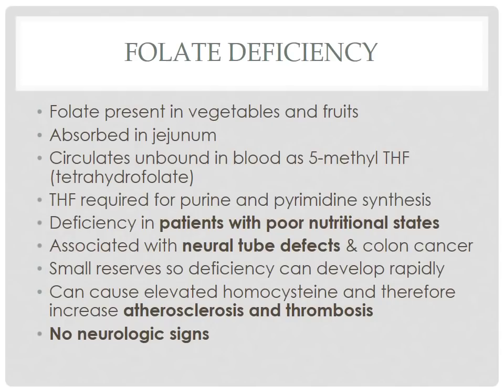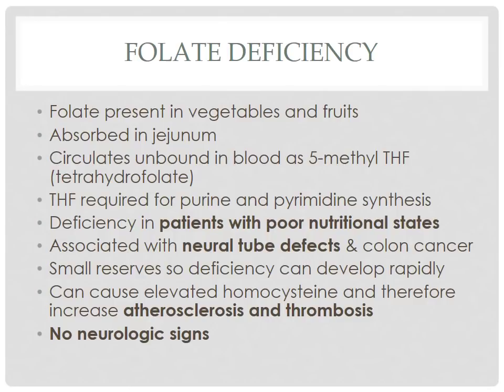Folate is present in vegetables and fruit, especially in leafy greens and citrus. This is a vitamin, also known as vitamin B9, that is absorbed in the jejunum. It circulates in the blood as 5-methyl-THF, or tetrahydrofolate, and it is responsible for the synthesis of purines and pyrimidines. If you have a deficiency in folate, this is typically related to some sort of nutritional issue.